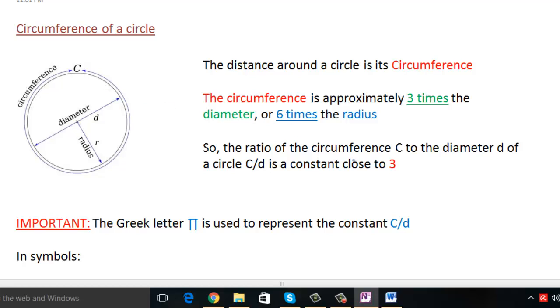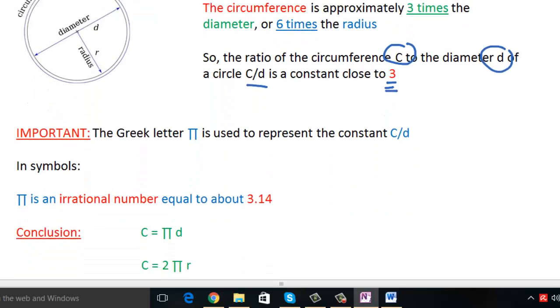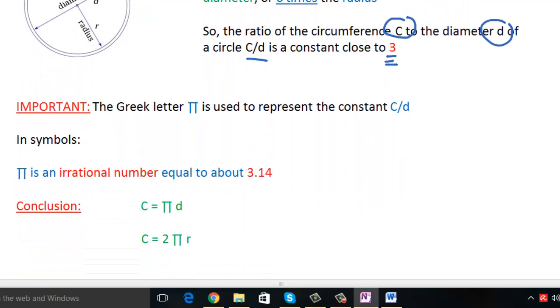So the ratio of the circumference C to the diameter D of a circle, which is C over D, is close to the value 3. Now, this is an estimation. What about the real value? The Greek letter pi is used to represent the constant circumference over diameter. So in symbols, C over D equals pi.